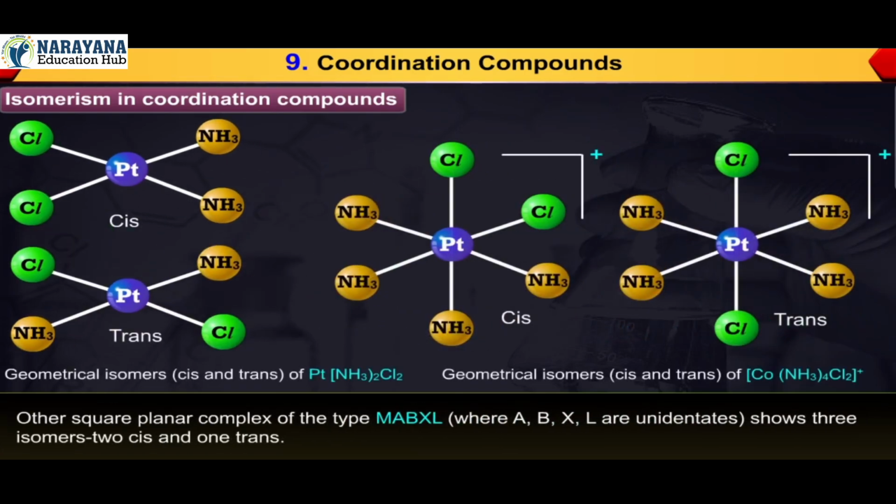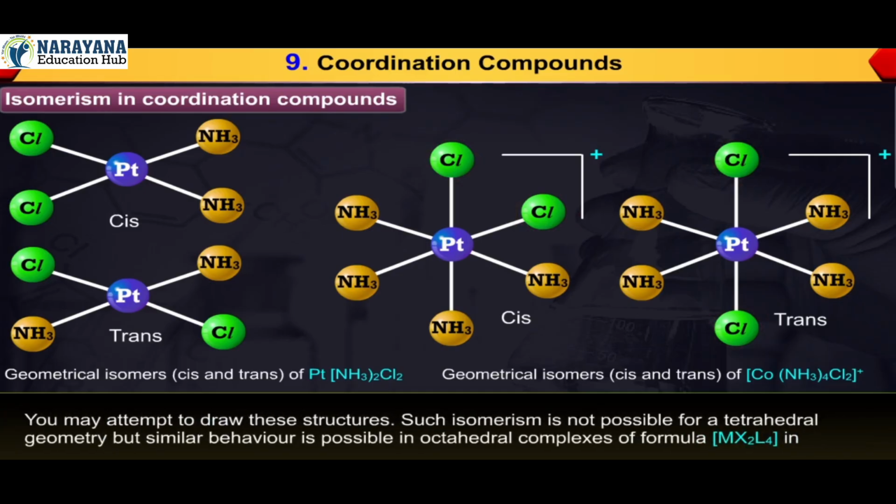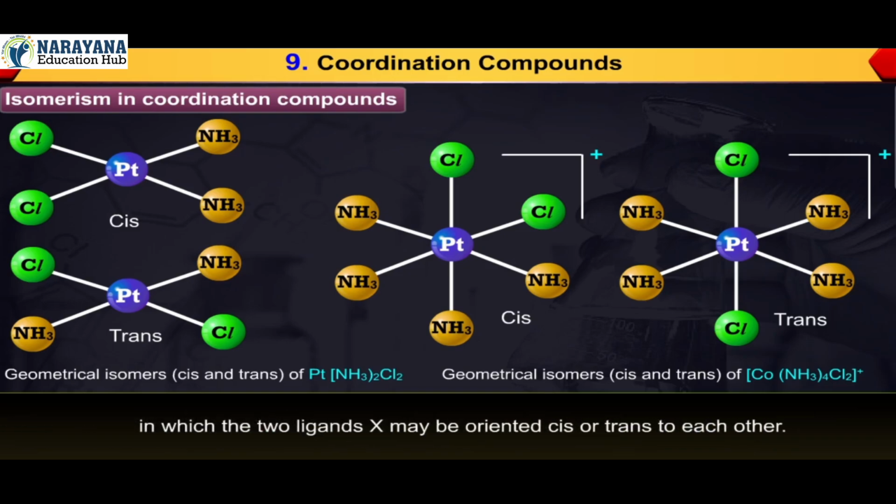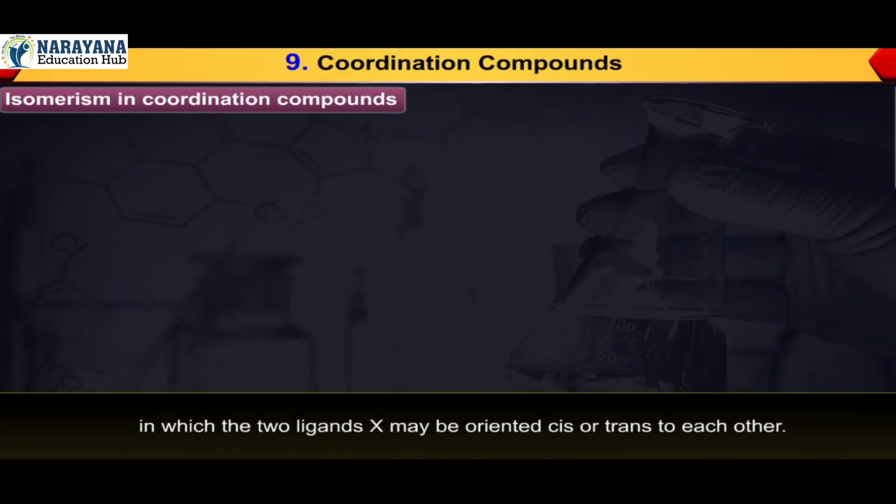Another square planar complex of the type MABXL, where A, B, X, L are unidentates, shows 3 isomers, 2 cis and 1 trans. You may attempt to draw these structures. Such isomerism is not possible for a tetrahedral geometry, but similar behavior is possible in octahedral complexes of formula MX2L4, in which the two ligands X may be oriented cis or trans to each other.